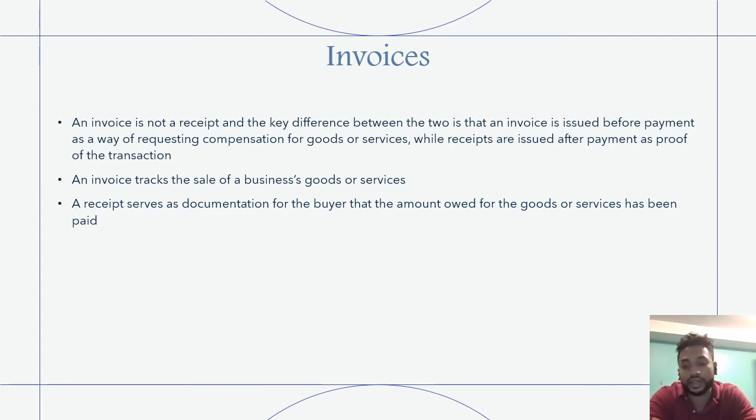paper tracking of how much money they owe us. So invoices are sent before payment, receipts are sent after payment. An invoice tracks the sale of business goods or services. A receipt serves as documentation for the buyer that the amount owed for the goods or services has been paid. Simple.